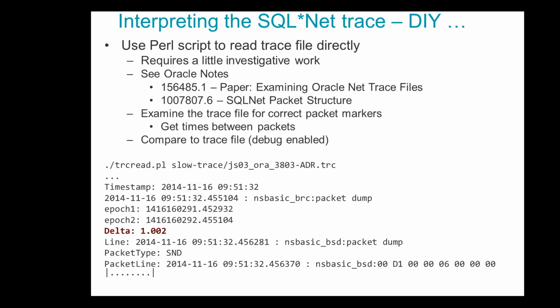Perhaps a little more elegant solution was to just craft our own tool. And to do this, it required a little investigative work. The following notes, as shown here, were used to get a better idea of the sqlnet packet structure, and then just read the trace file ourselves and get the information we want. We added some debugging output so we can see what's going on and get the time between packets. And there we can see our delta times.